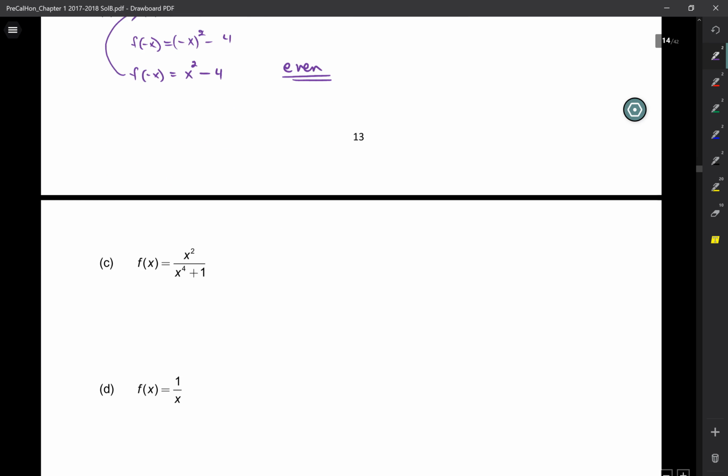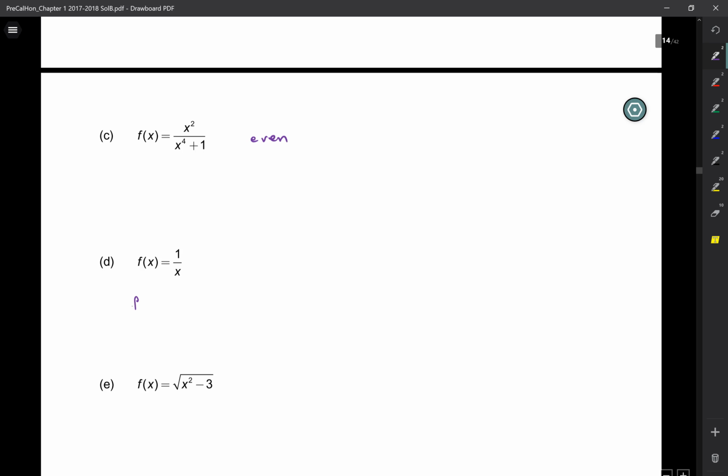What do you think C is? Even. Yeah. What do you think D is? Okay, f of negative x is 1 over negative x, which is negative 1 over x. Each term changed sign, so it's odd.